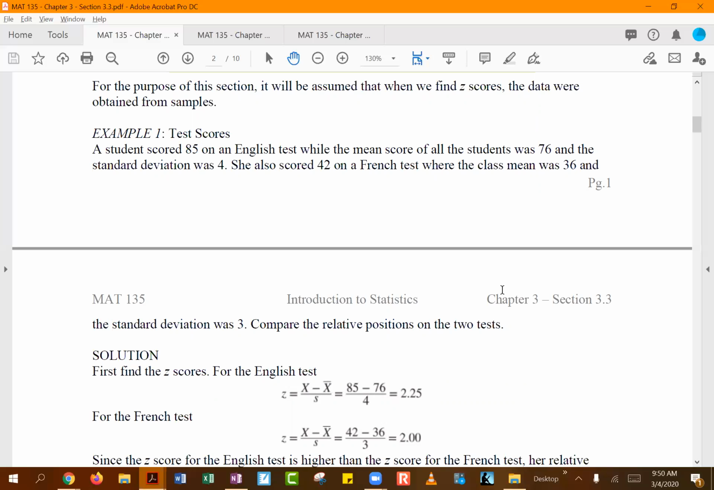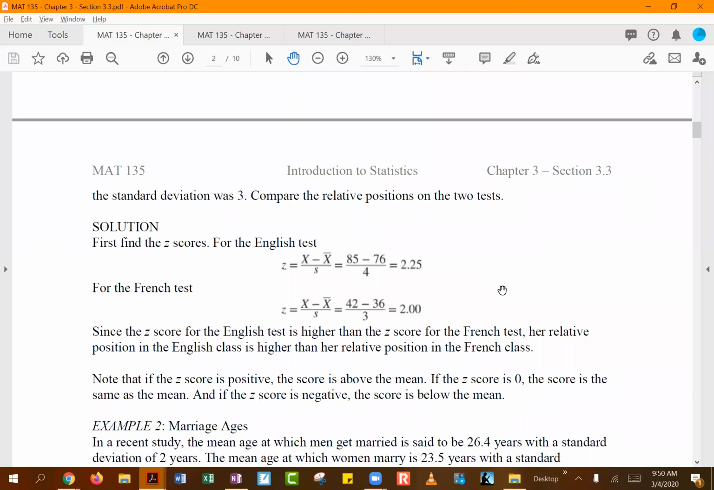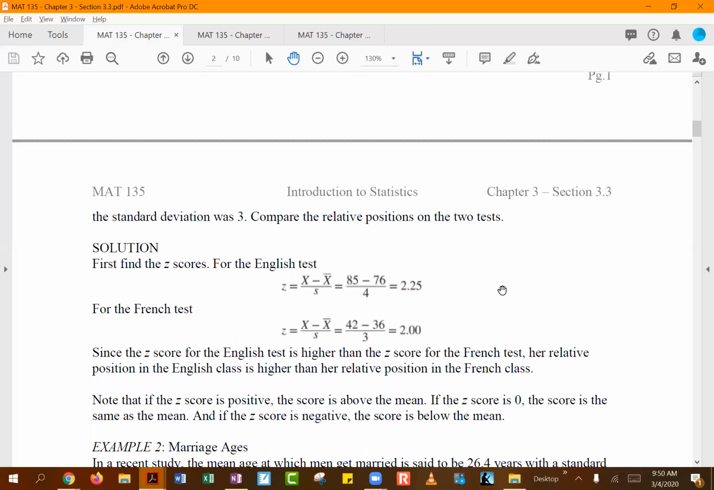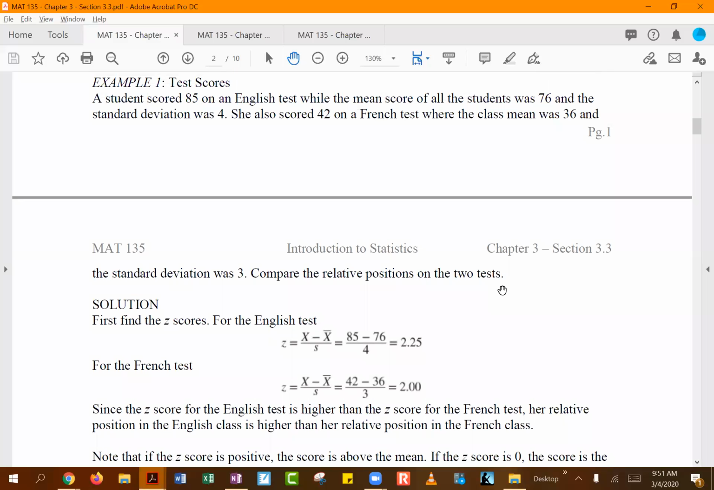You can see we're using our little z-score calculation here. That's your data value, which would be the student's test score, subtract the class mean, and then divide the entire thing by your standard deviation. So she scored 85 on her English exam with a mean of 76. So that's 85 minus 76 divided by the standard deviation of 4. And that's giving us a z-score of 2.25, which means compared with the mean for the class, she is 2.25 standard deviations above, right? Which means that's actually a good place to be.